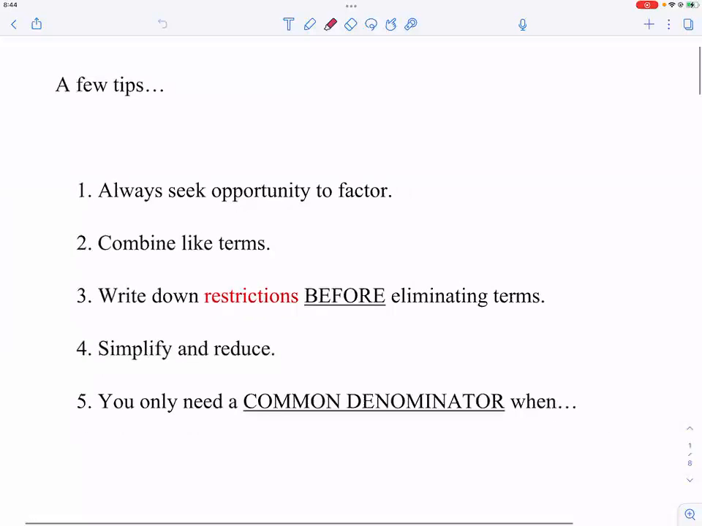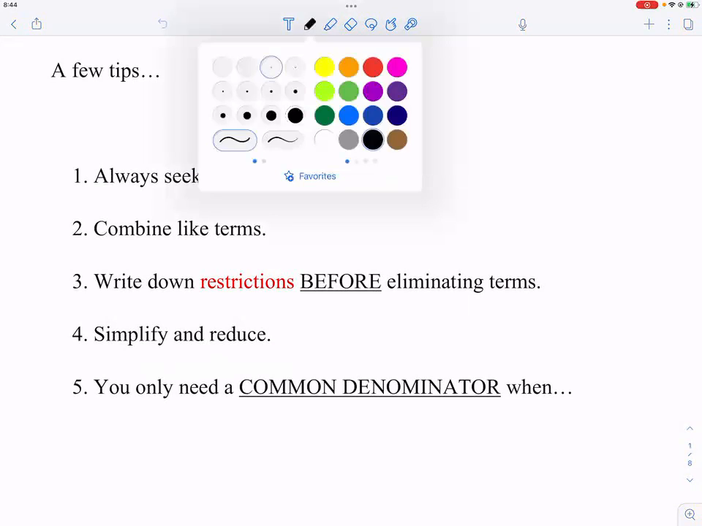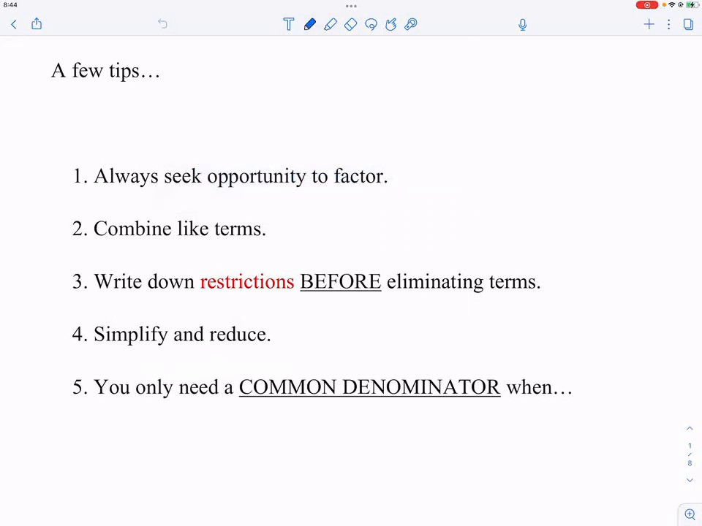You only need a common denominator when adding or subtracting fractions. Now, this is by far one of the most common things that I've seen in students' work, because students are like, oh, I see two fractions, I have to have common denominators. Well, you only need it when adding or subtracting rational expressions. So that's the thing here.